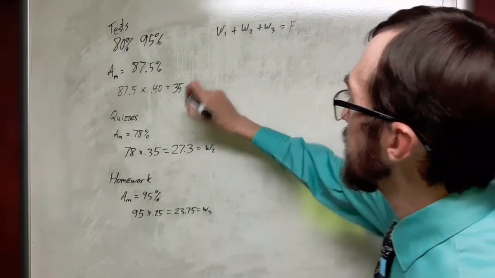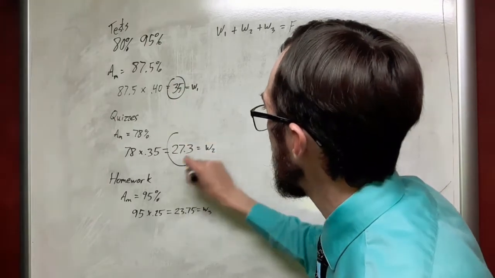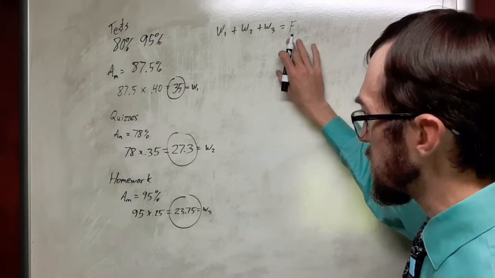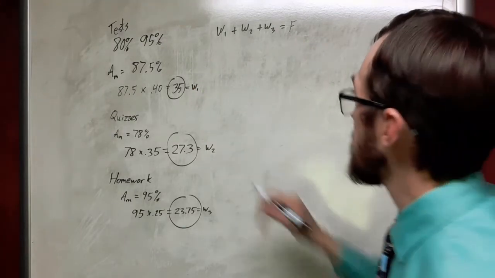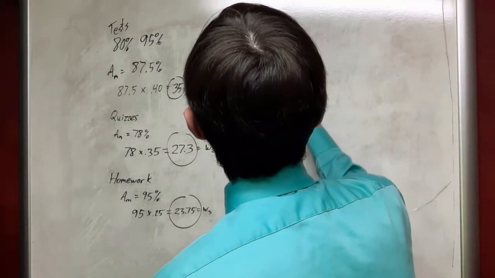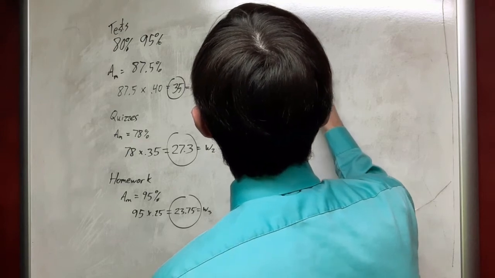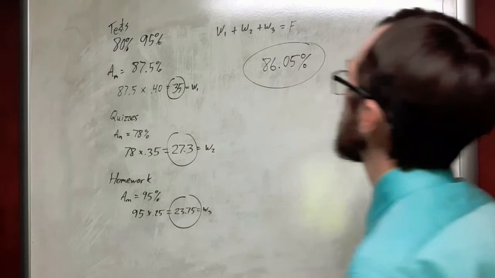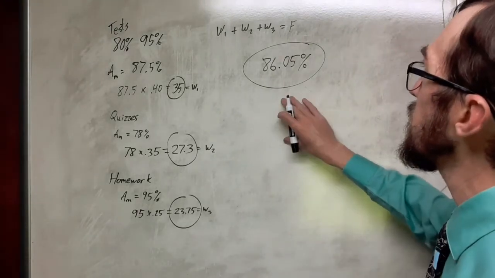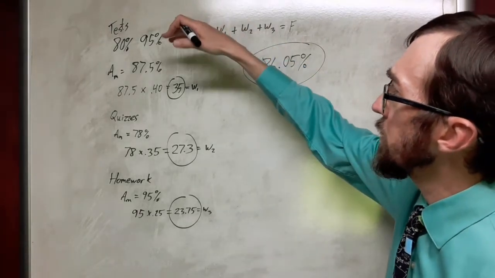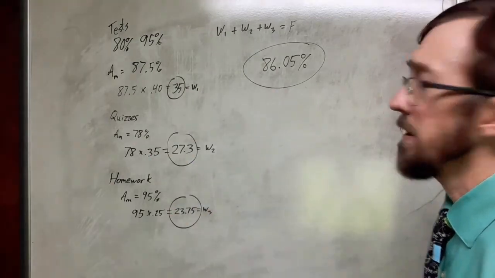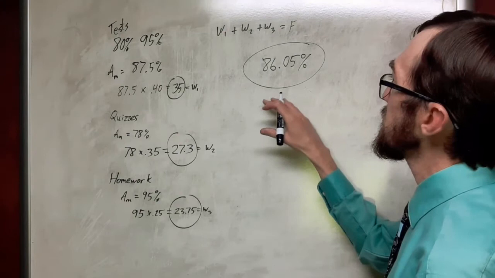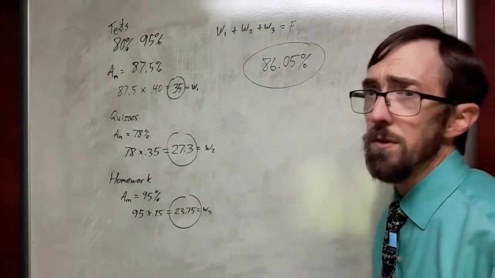So we're going to add these values together, and that will be the final score. When we add these three values together, we get 86 and 5/100ths of a percent. That's going to be our final score if we use the weights of 40, 35, and 25 for our different categories. So this is the weighted average for this course.